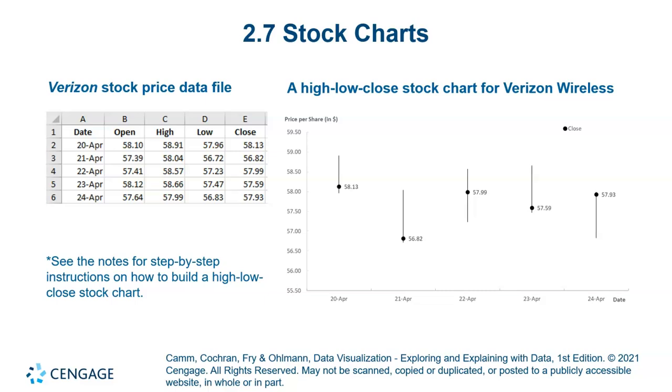Stock charts are very important. You can see over here how the stocks are moving. For example, on 24 April, the stock was 57.93. It was on the high. On 23rd April, it was 57.59, and on 22nd April, it was an average. And the lowest is on 21st of April, which is 56.82, and then on 20th April it is 58.13, right? So in this way you can decide whether to buy the stock or not buy the stock or sell the stocks.